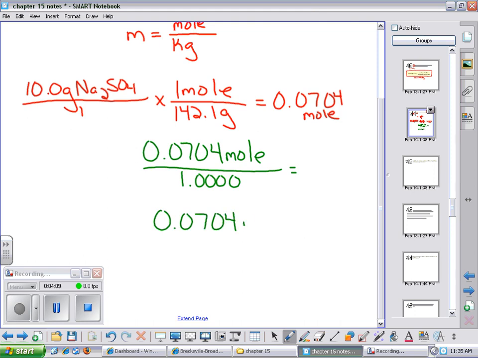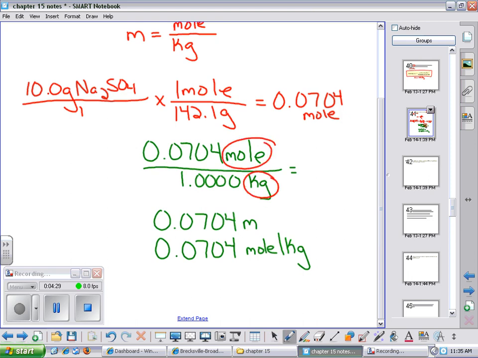It's divided by 1, so we end up with 0.0704 molal solution. Now remember, you can do this also as a unit, moles per kilogram. So whichever one you feel more appropriate with, because these do not cancel out. Moles divided by a kilogram don't cancel out. They'll turn into a molal, or you can just keep them moles per kilogram. So make sure you know that for the unit, just like with the molarity equation.